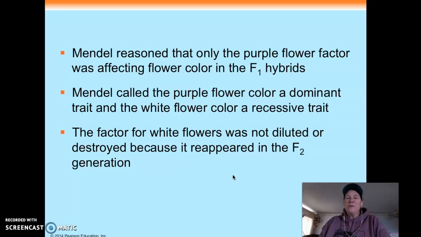Okay, the factor of the white flowers wasn't diluted, it wasn't destroyed, it was just covered up. And then it reappeared when you got to the F2 generation, okay? So when you have these traits, sometimes you have a dominant one and a recessive one. And if you get the dominant one, you have that trait. In order to be recessive, you have to have 2 of the recessive trait.